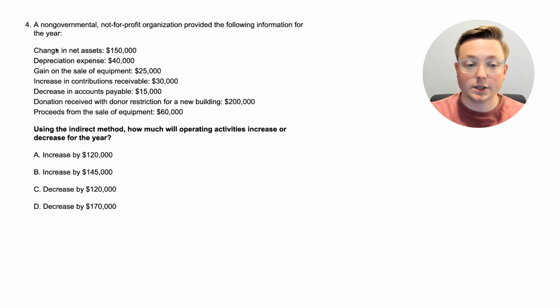They have the following information. There was change in net assets, $150,000. Depreciation expense, $40,000. Gain on the sale of equipment, $25,000. Increase in contributions receivable, $30,000. Decrease in accounts payable, $15,000. Donation received with donor restriction for a new building, $200,000. Proceeds from the sale of equipment, $60,000. So with all that information and using the indirect method, how much are the operating activities going to increase or decrease throughout the year?